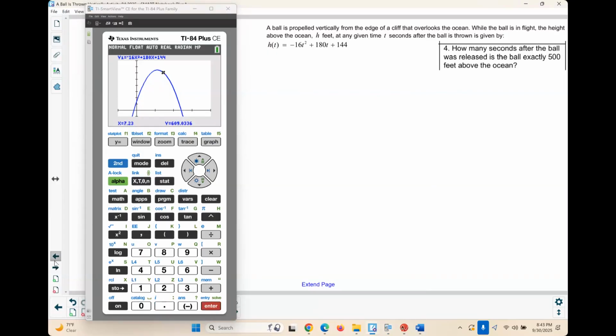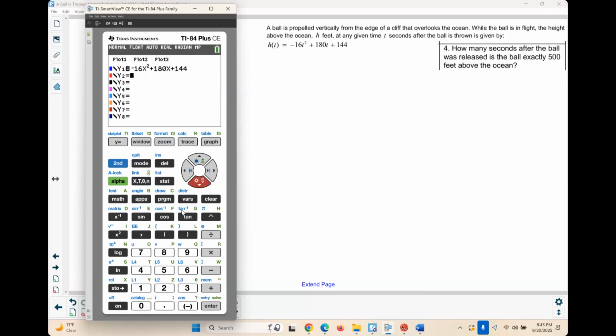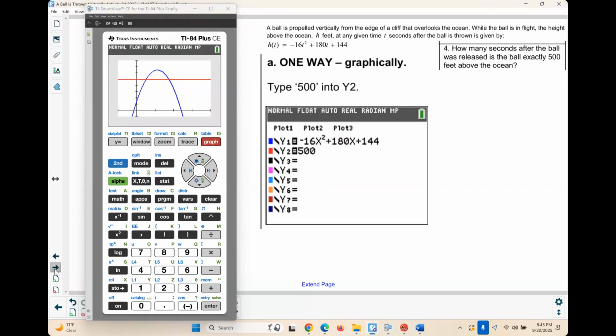Now here's the other one. After how many seconds is it 500 feet above the ocean? You're going to have some kids who want to type in 500. But here's a case where we have to say, no, we want to know the height when it's 500. So we'll go back to Y2 and graph that and see that there are 2 points of intersection. There's one on the way up and one on the way down.